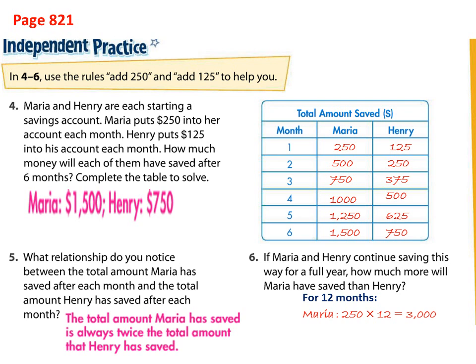This is for Maria. What about Henry? Henry saves $125 each month. So multiply 125 times 12 for a year, it's $1,500.